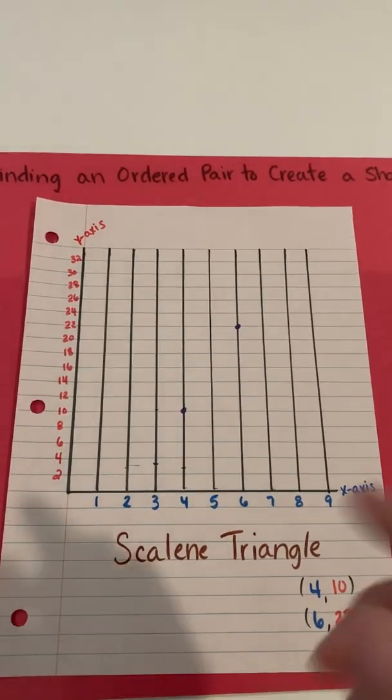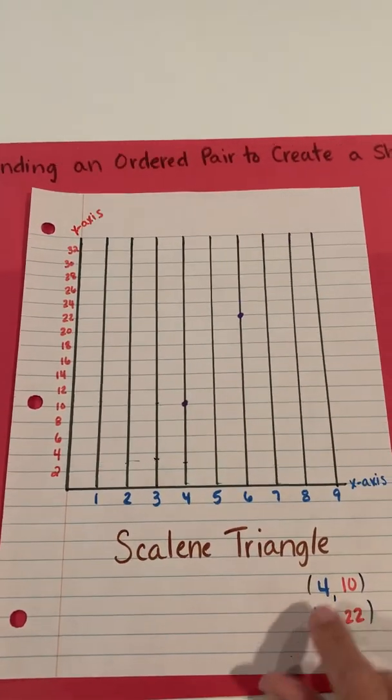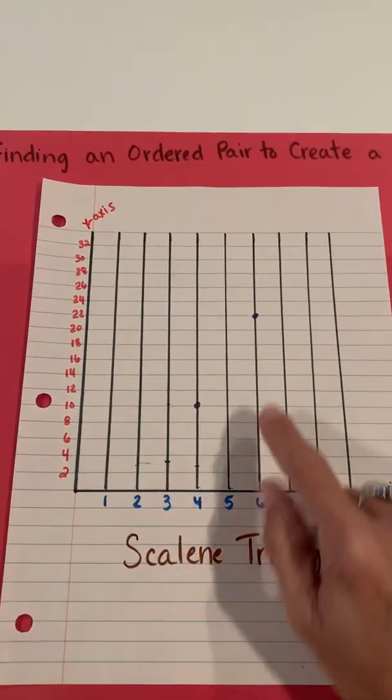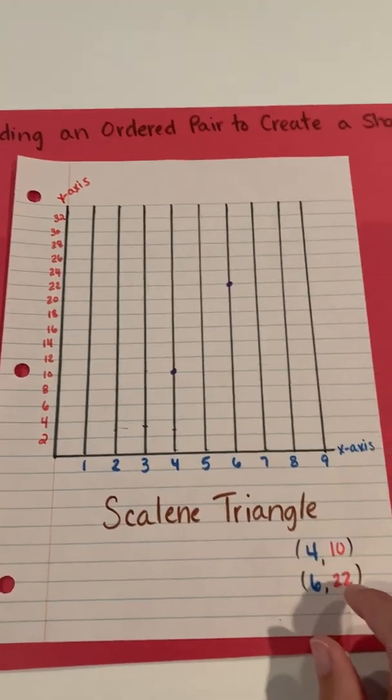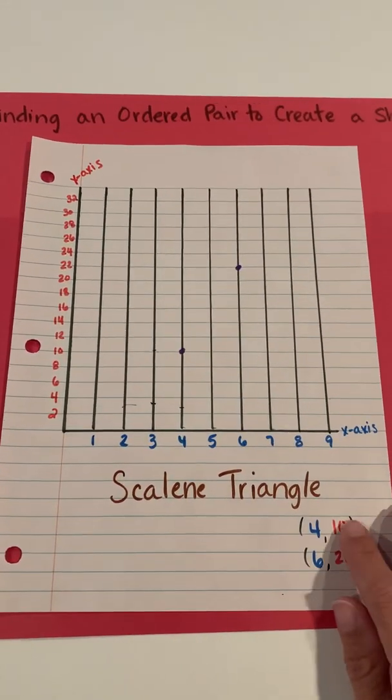So if you look here, you can see that we already have a dot for 4, 10 right here. And we already have a point at 6, 22, so over and up. Remember, you go over before you go up. The blue numbers are the x-axis, the red numbers are the y-axis, okay?